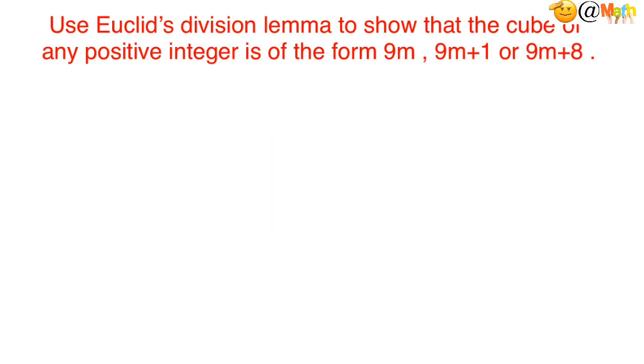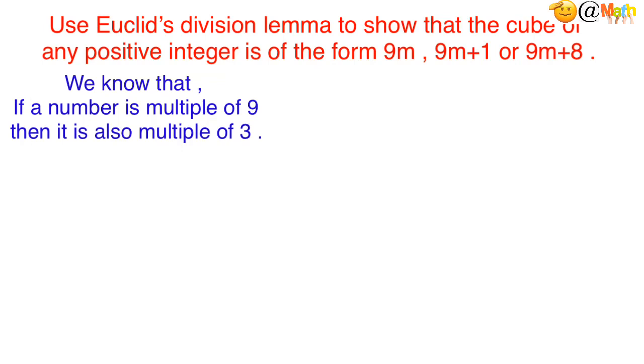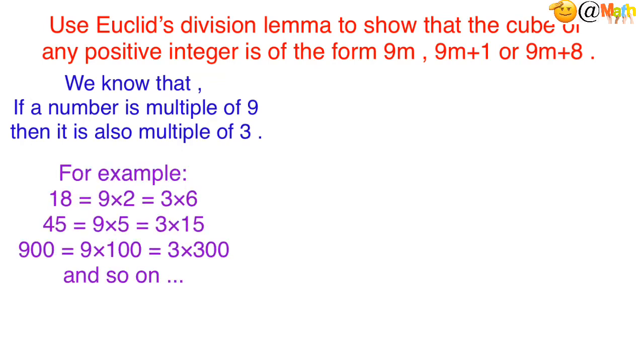Let's have some basics. We know that if a number is a multiple of 9, then it is also a multiple of 3. For example, 18 can be written as 9 multiple of 2 and also 3 multiple of 6. 45 can be written as 9 into 5 and 3 into 15. 900 can be written as 9 into 100, which is 3 into 300, and so on.